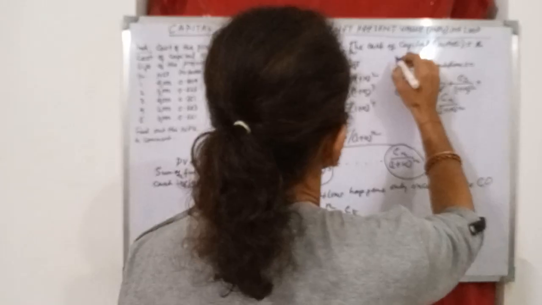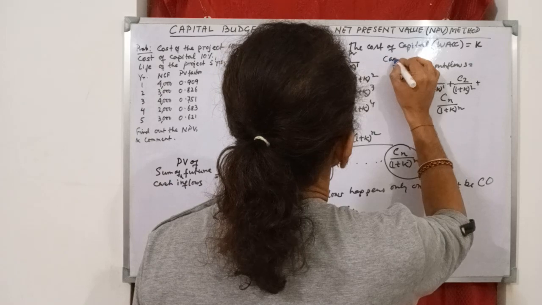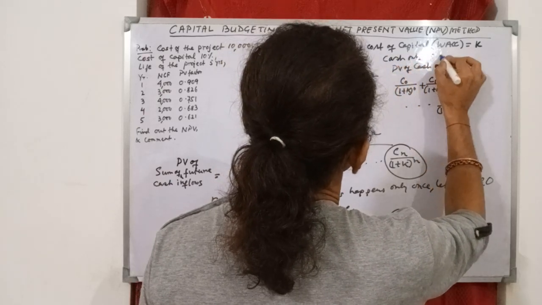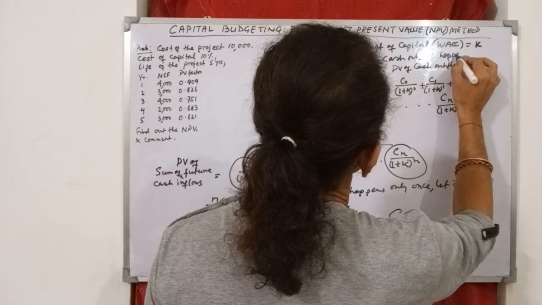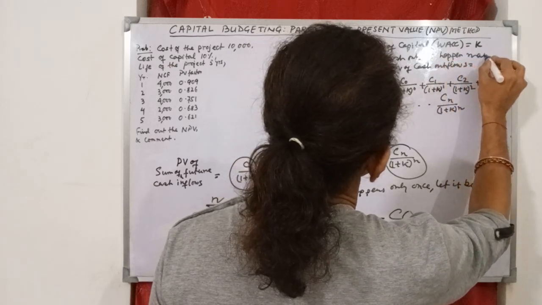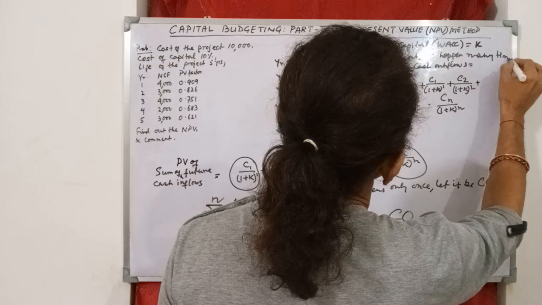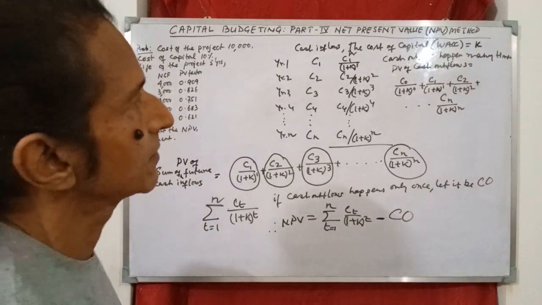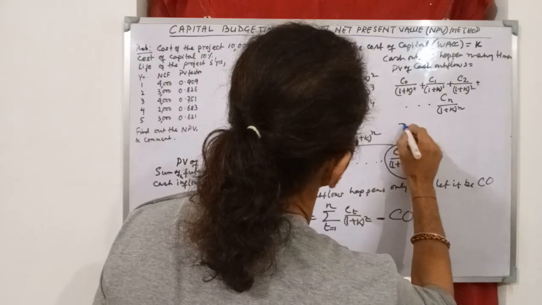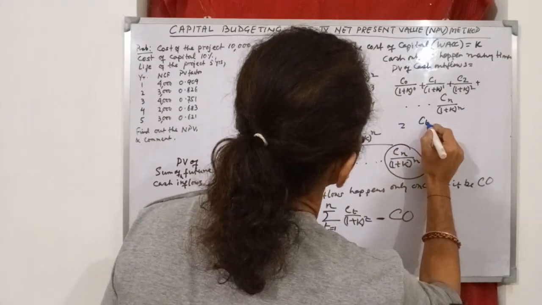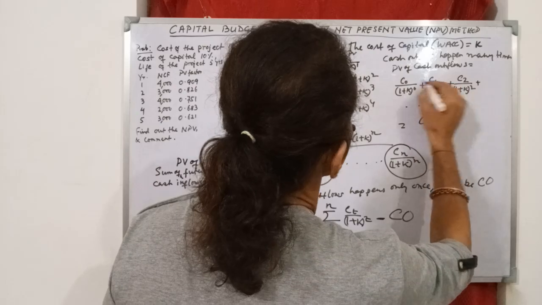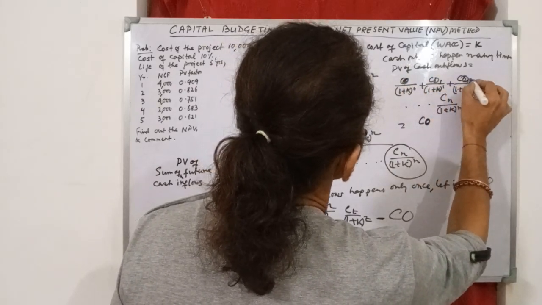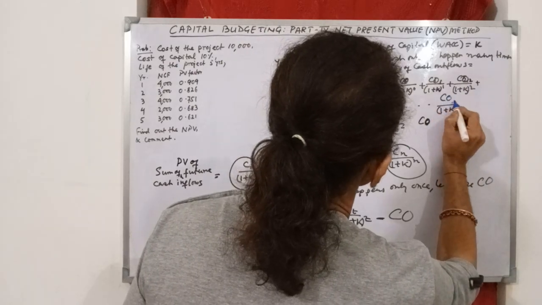Correct? Here cash outflows happen many times, not once as we considered here. So this will be equal to Ct, COt, this will be CO, this will be CO1, this will be CO2, and this will be COn.